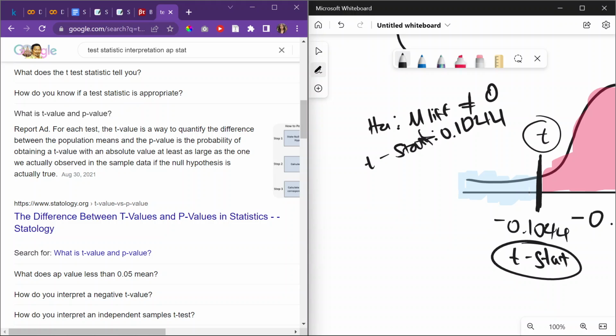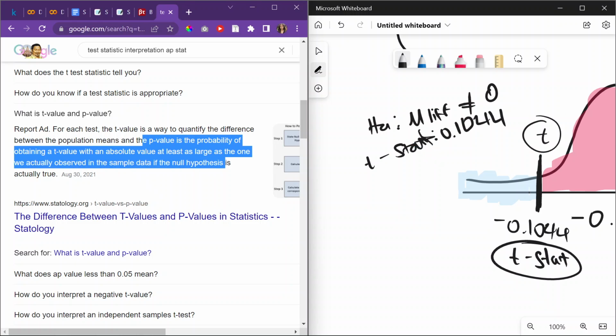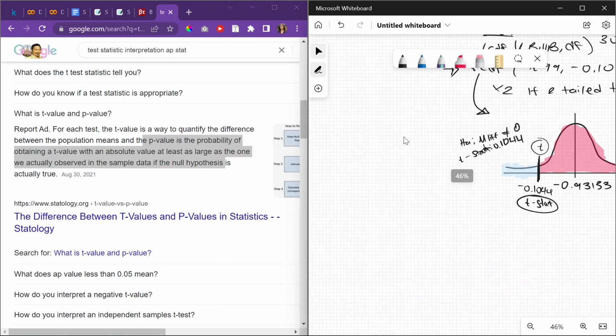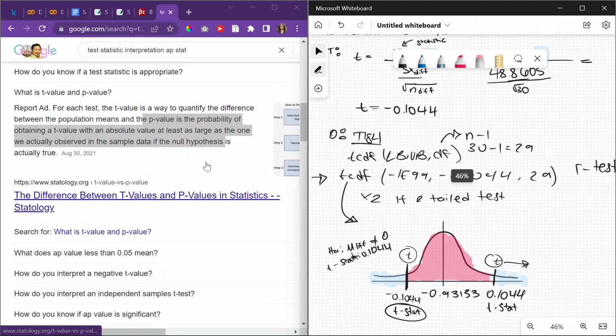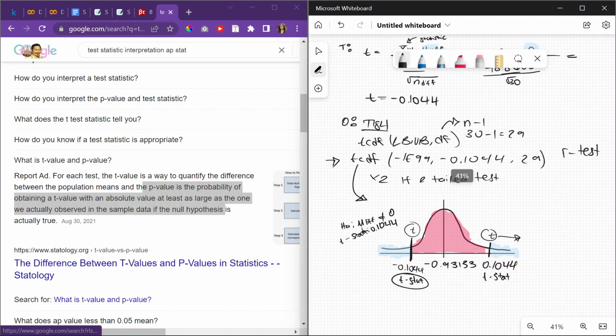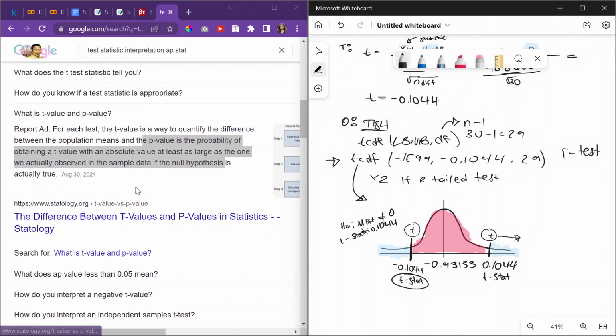The t-value is a way to quantify the difference between the population means, and the p-value is the probability of obtaining a t-value with an absolute value at least as... okay, this makes sense. Right, because essentially, I don't think I was ever taught specifically what the t-test is. I just learned how to use it with the p-value.